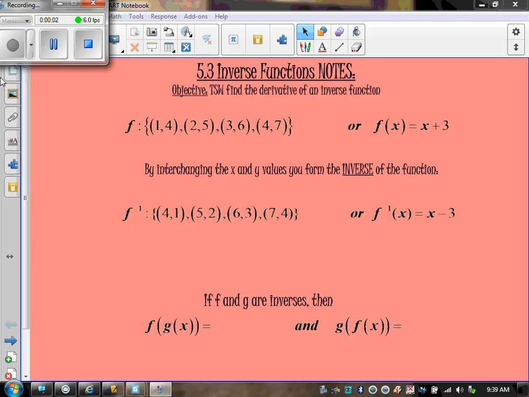Hey guys, today we're going to do 5.3. We're going to talk about inverse functions, and then we're going to talk about how to find the derivative of inverse functions. So let's first talk about what an inverse is.